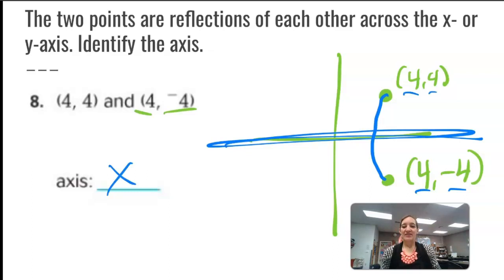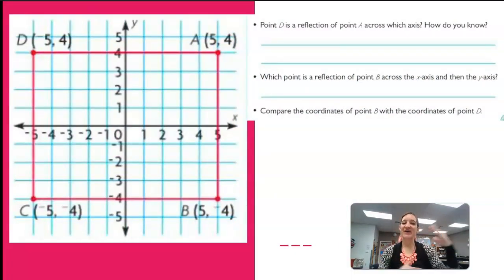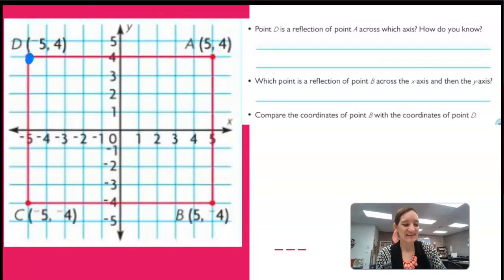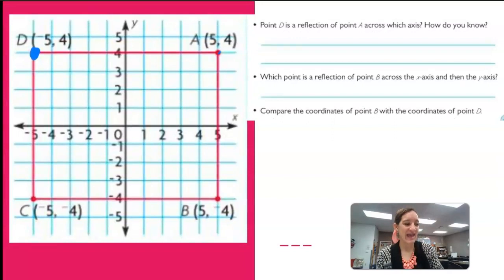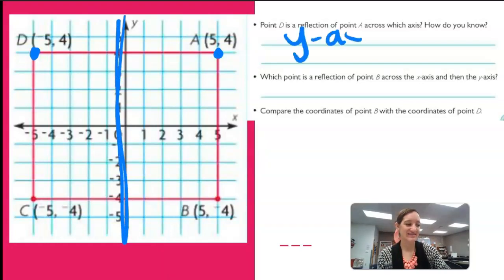So those are some examples of how to find the quadrants, how to find the axis that they went over. Okay, so now let's do a little deeper thinking. Point D is a reflection of point A across which axis? Well, it's across the y-axis. How do you know that? Well, in order for those two to touch, you would need to fold on that line right there. And that line is the y-axis.